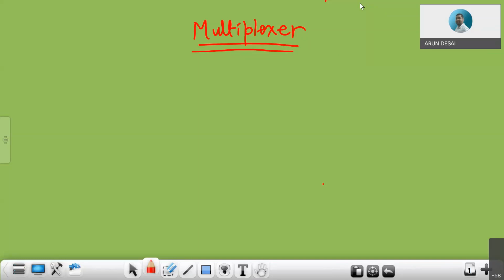Okay, no issues. So next arithmetic circuit is multiplexer. A multiplexer is a combinational circuit. Now, one more thing is combinational and sequential circuit.